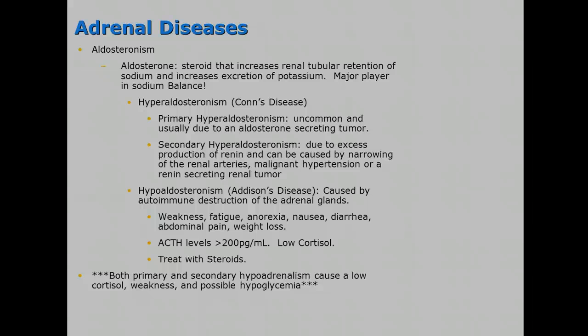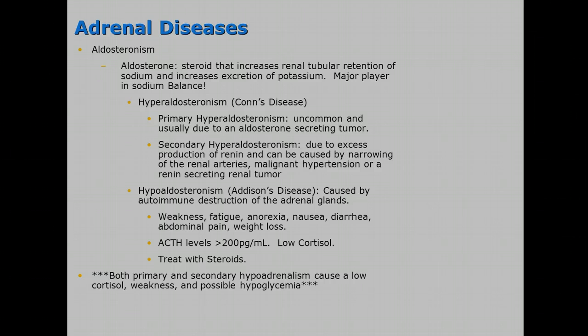On the other hand, we can have hypoaldosteronism. This is known as Addison's disease. And this is usually caused by the autoimmune destruction of the adrenal glands. With these patients, we see weakness, fatigue, anorexia, nausea, diarrhea, abdominal pain, weight loss. And what happens is the pituitary starts releasing tons and tons of adrenal corticotropic hormone to try and get the adrenal gland to release more steroids. And what happens is it tries and tries and tries, but nothing is released.